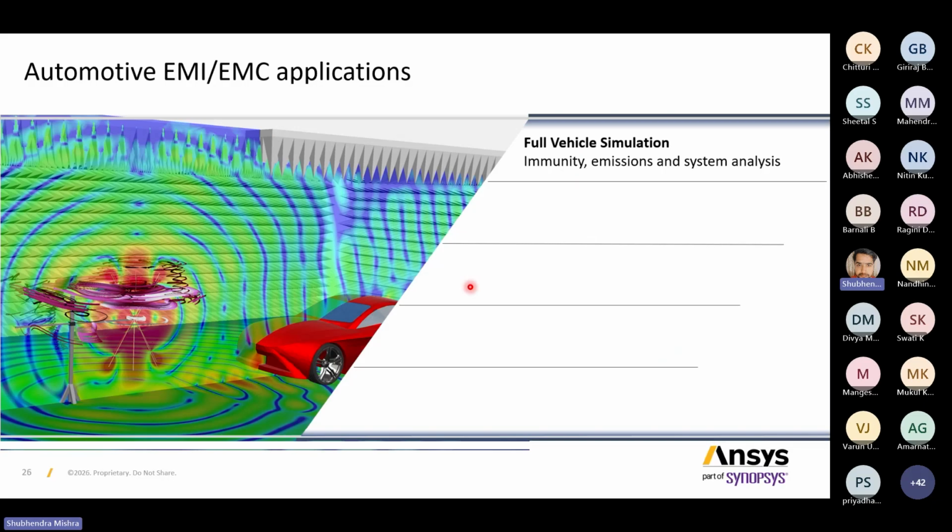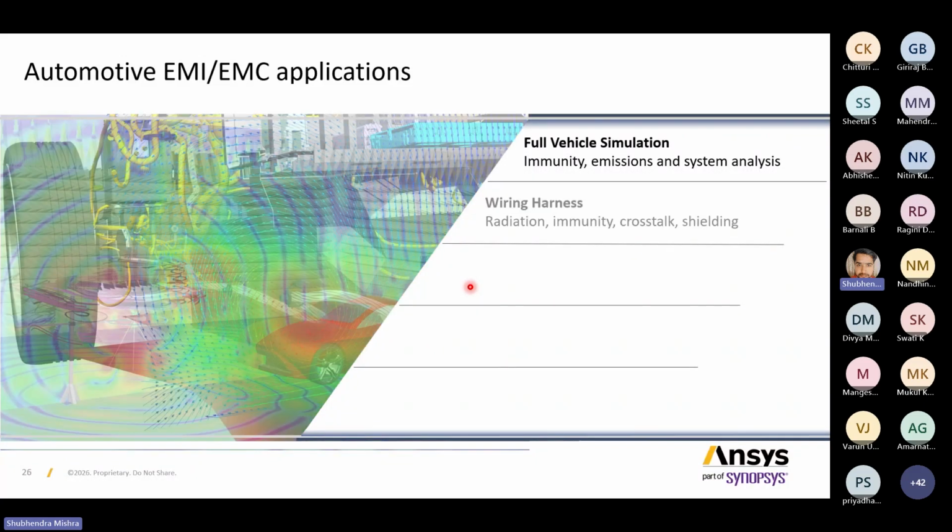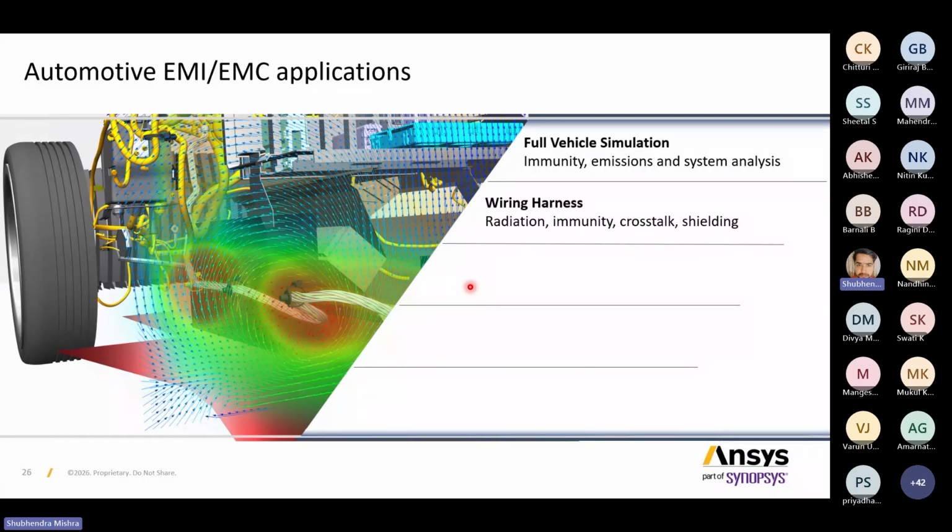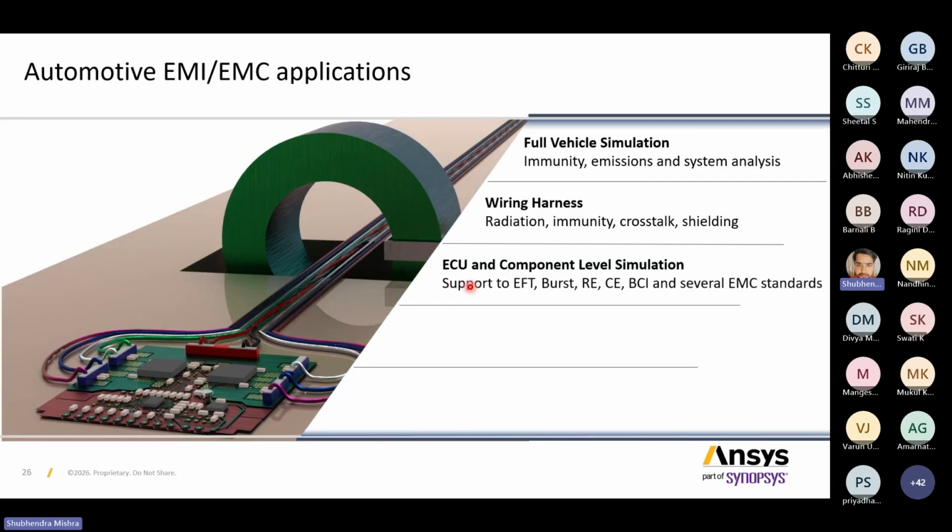So these are for automotive applications. For full vehicle simulation, if I want to do immunity, emissions, or system analysis, I can do that with the help of our SIwave and HFSS tools. When you want to do radiation or immunity analysis, crosstalk, or shielding, you can do that with SIwave.